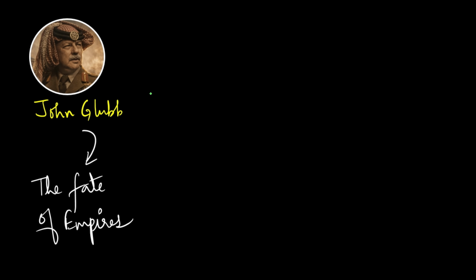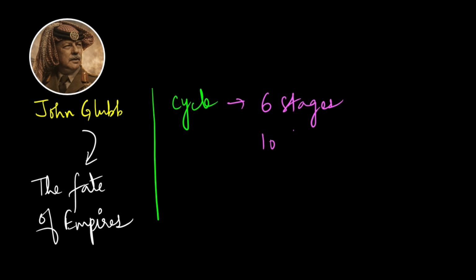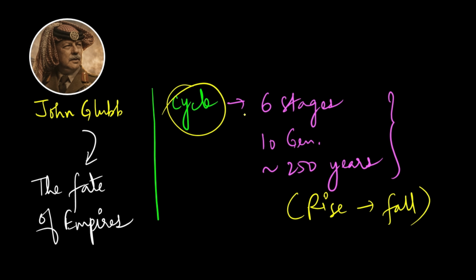John Glubb, British soldier and scholar, wrote an essay called The Fate of Empires. In this essay, his argument was that powerful empires follow a cycle. In this cycle, there are 6 stages. His observation was that most empires survive for around 10 generations, or nearly 250 years. After this, they become weak from within and eventually collapse.